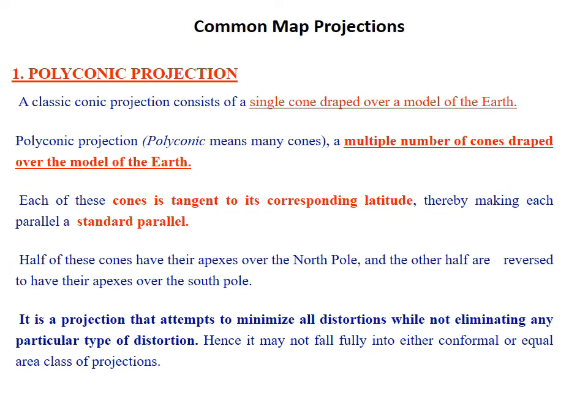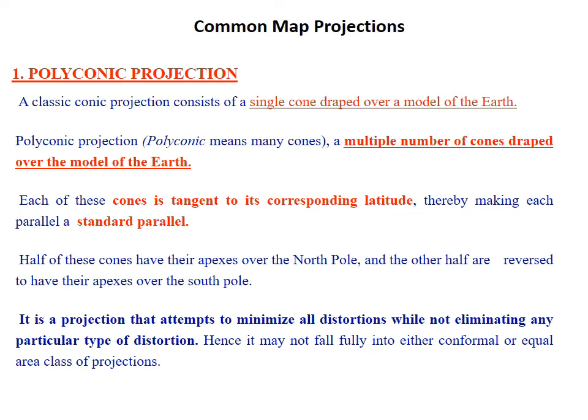In a simple classic conic projection, we used a single cone to drape the entire model of the earth, whereas in polyconic projection, we use multiple cones that are draped over the model of the earth. Each of these cones is tangent to its corresponding latitude, thereby making each parallel a standard parallel. So now you have to think that if you have more standard parallels, more information is transferred accurately.